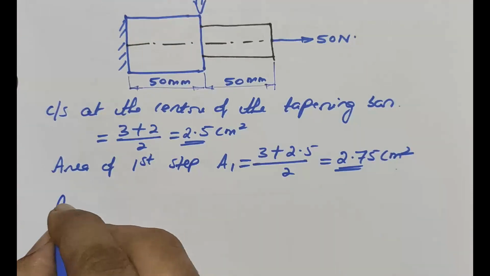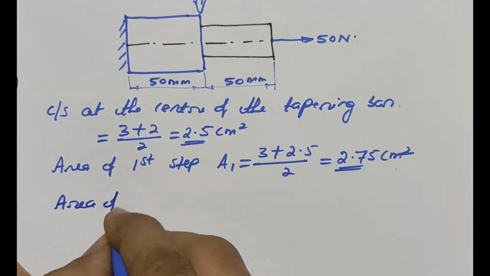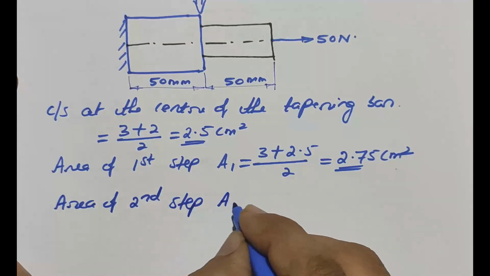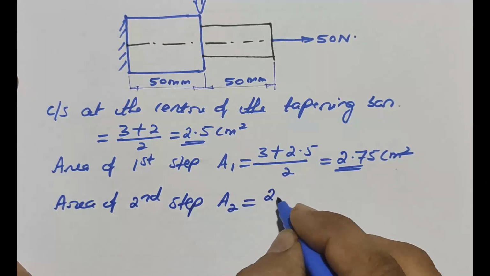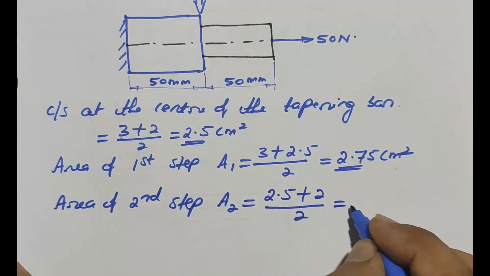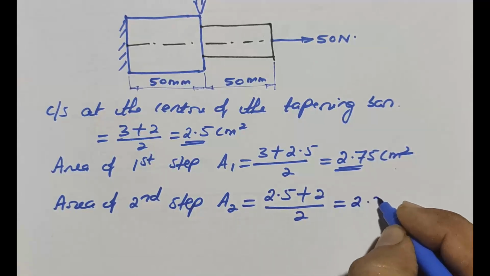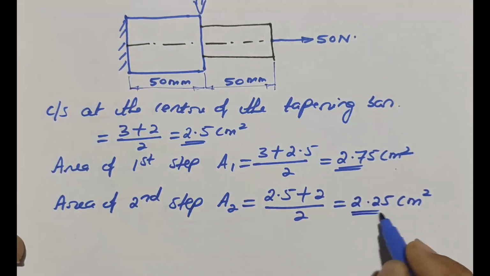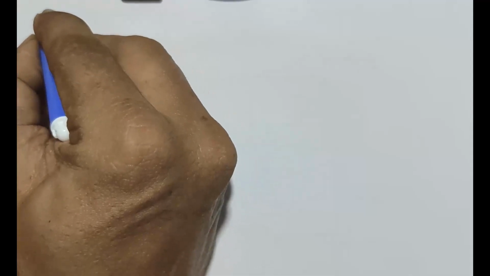So area of second step, we will take A2 will be 2.5 plus 2 by 2. It will be equal to 2.25 centimeter square. This is the cross section area of second step. Next is FE model.